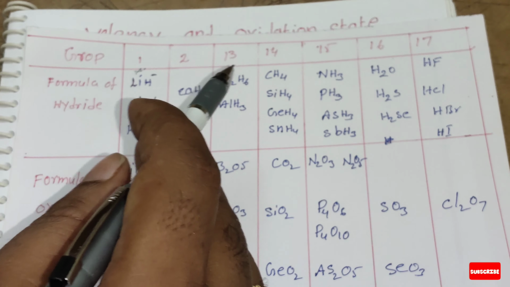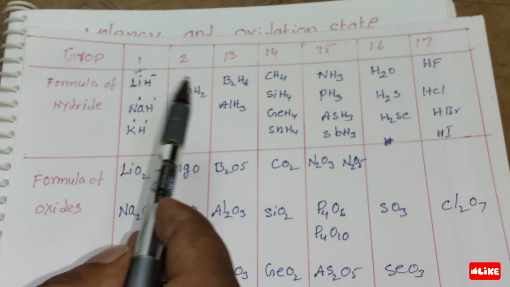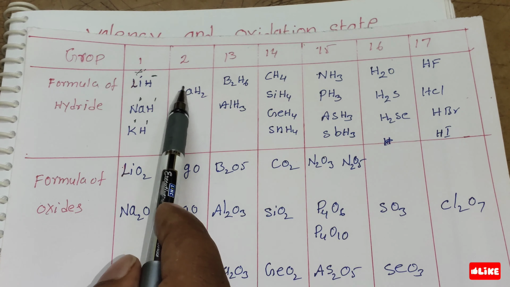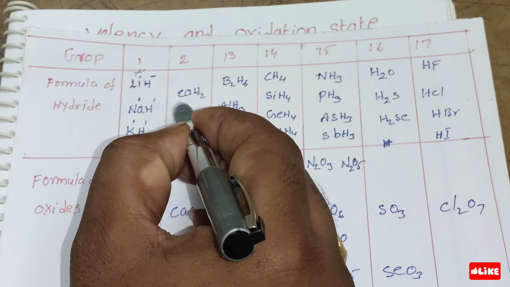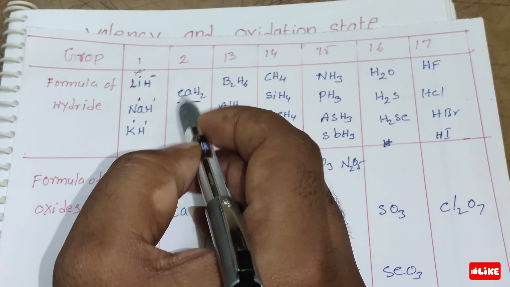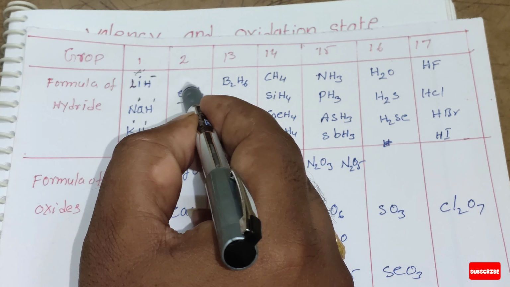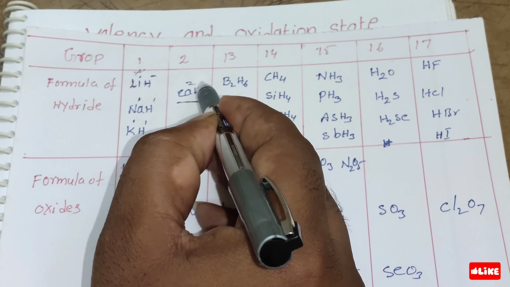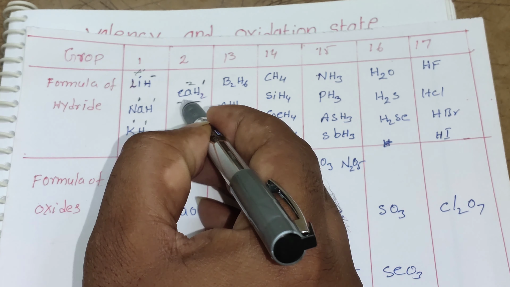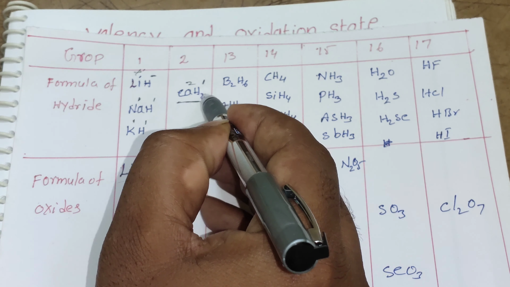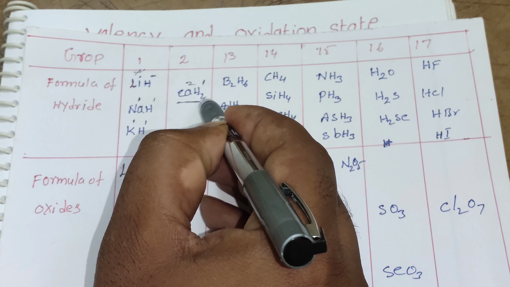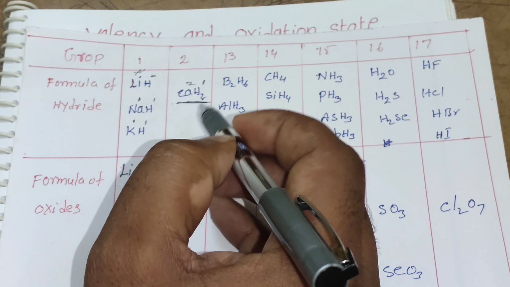In the case of the second group elements, in most cases they exhibit +2 valency, and here calcium reacts with hydrogen to form calcium hydride, and the calcium valency is 2, whereas the hydrogen valency is 1. That's why here I am writing 2 hydrogens. Each hydrogen valency is 1, so 2 hydrogens make 2, so it forms calcium hydride.